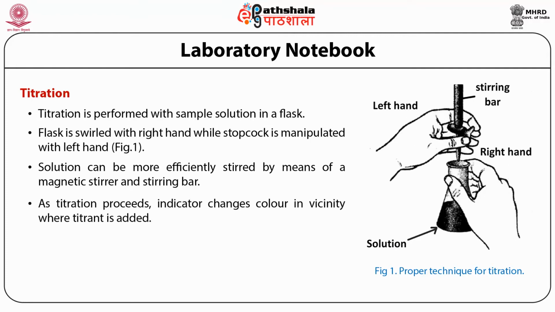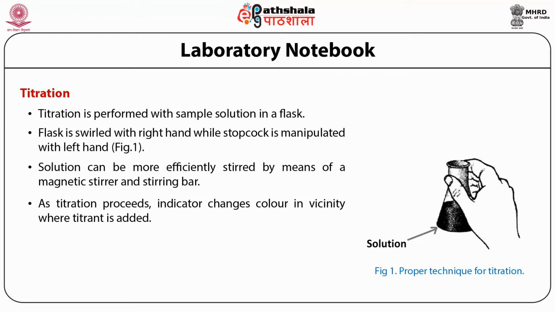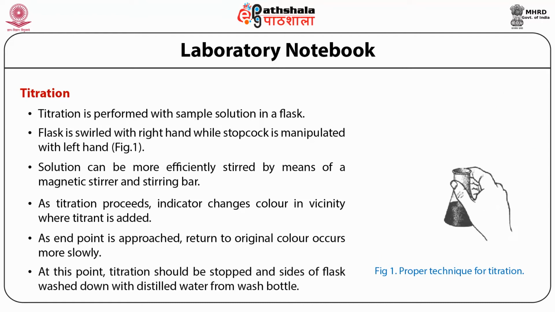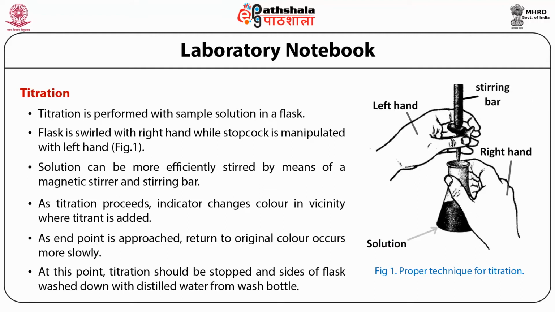As titration proceeds, the indicator changes color in the vicinity where the titrant is added, owing to local excesses, but it rapidly reverts to the original color as the titrant is dispersed through the solution to react with the sample. As the endpoint is approached, the return to the original color occurs more slowly, since the dilute solution must be mixed more thoroughly to consume all the titrant. At this point, titration should be stopped and the sides of the flask washed down with distilled water from a wash bottle.